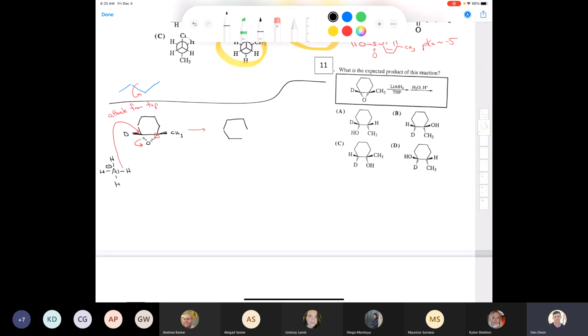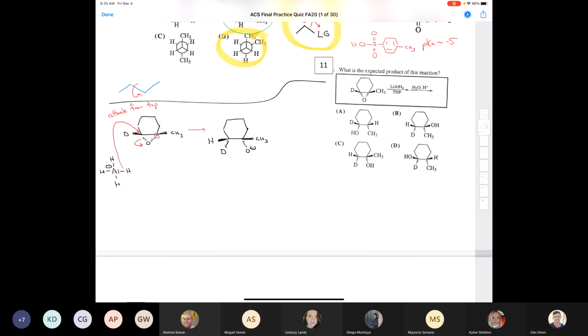Okay, so let's draw it. That means our methyl group here is still going to be pointing up. Now we're going to have our oxygen pointing down, right, with a negative charge, like that. And our deuterium will also be pointing down, and our hydrogen is going to be pointing up. So that shows you why they put the deuterium in there.